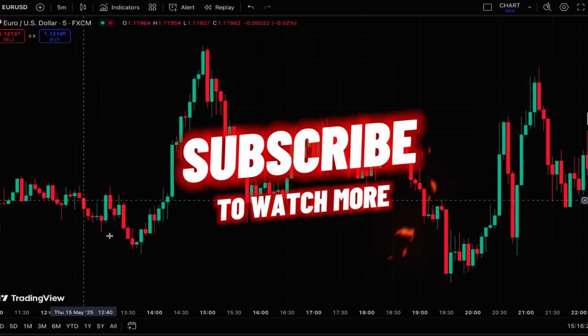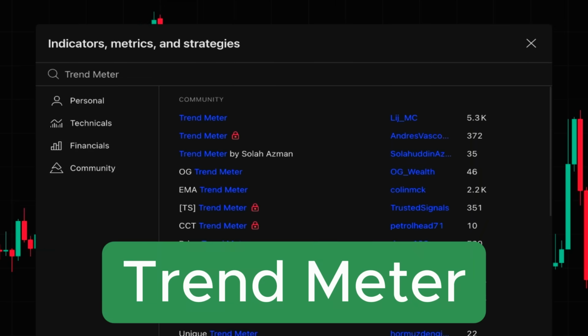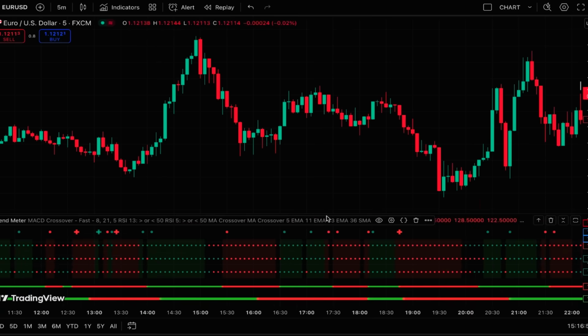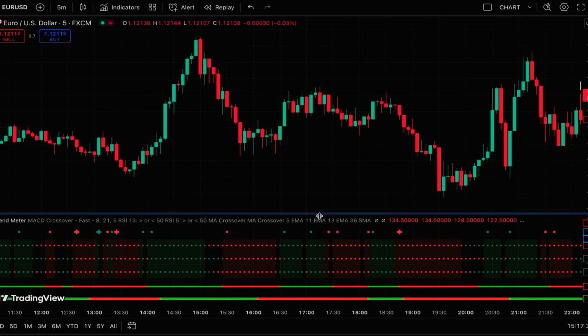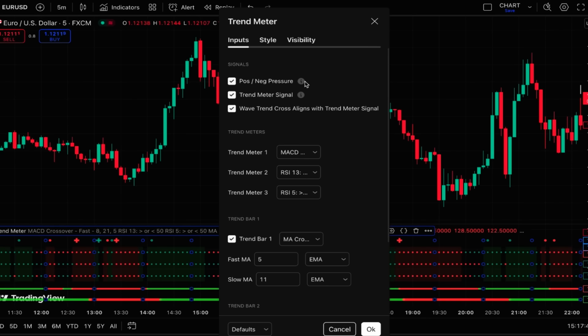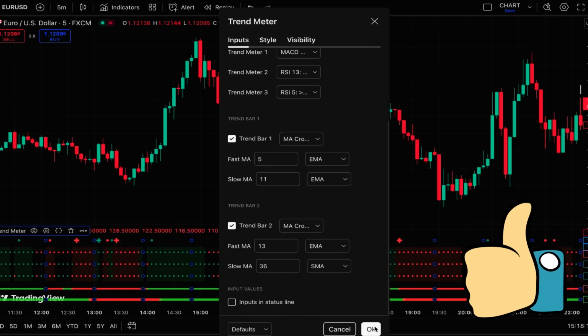Alright, to add this amazing indicator to our chart, here we click on indicators and we search trend meter. We add this one, which is written by someone named LIG_MC. Alright, this is the indicator, and as you can see, it is added here below the chart. First, try to shrink it a little bit down if you see it is too wide, and then we go to the settings of the indicator, and here in the inputs tab, we scroll down, and here we remove the inputs in the status line so we can better see the signals.